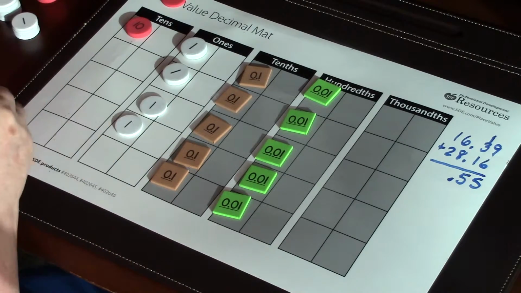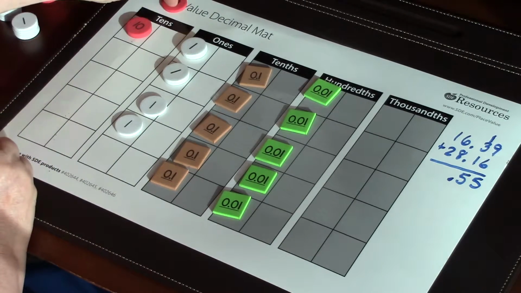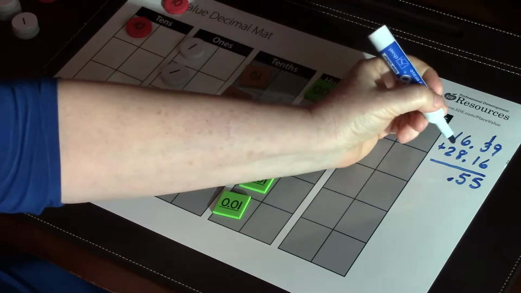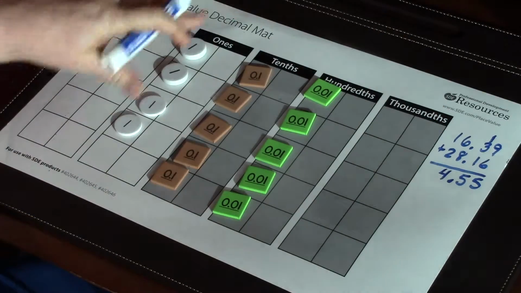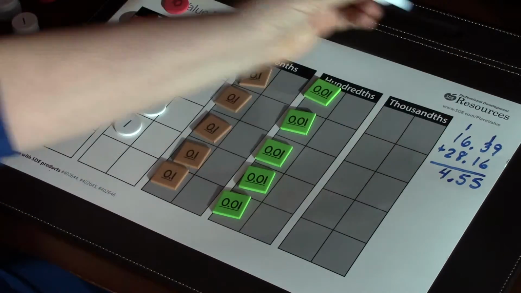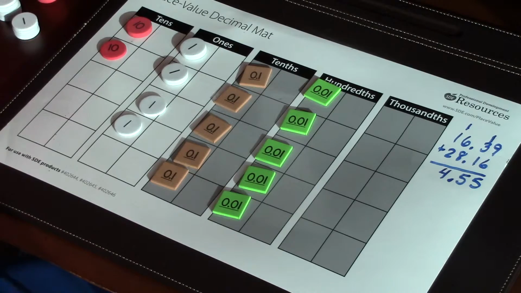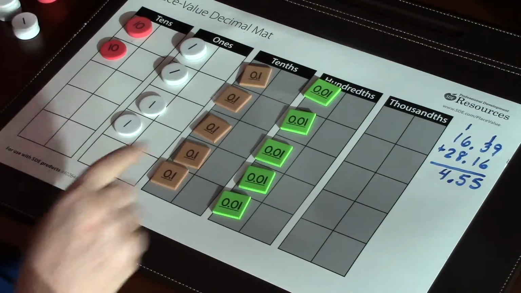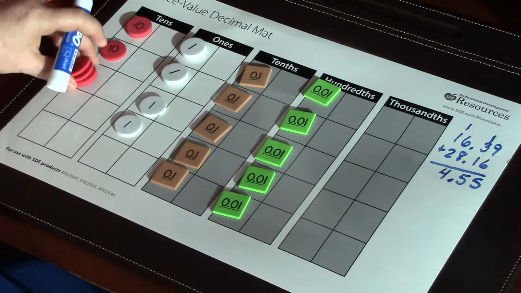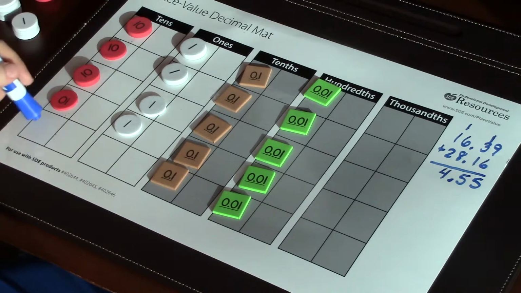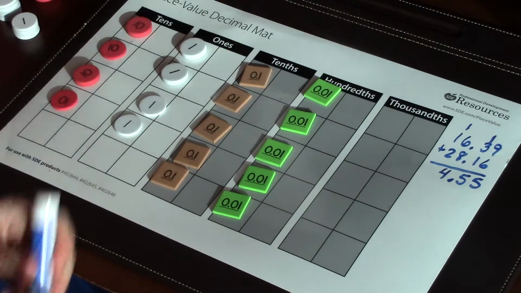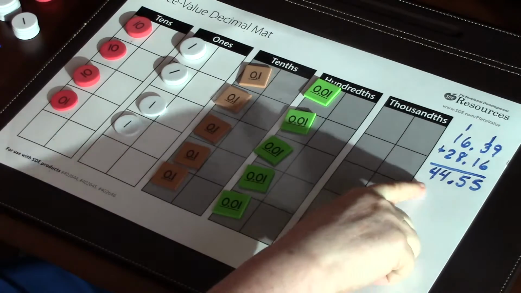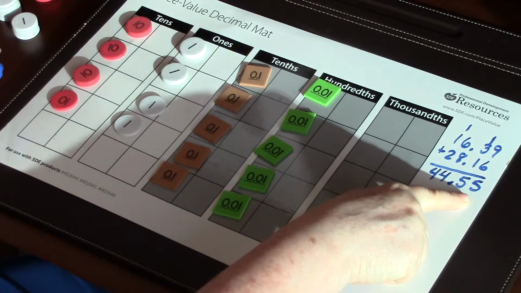So did our value change? 10, 11, 12, 13, 14. Nope, our value stayed the same. So now show me the recording. So I have 4 ones, and then I put a 10 over here, but now I can scoot it down. Okay, so now how many more 10s do we need to add? I've got those 2 10s, and I need 2 more 10s. So now I've got 2 tens plus 2 tens is 4 tens. So now I have 44 and 55 hundredths.